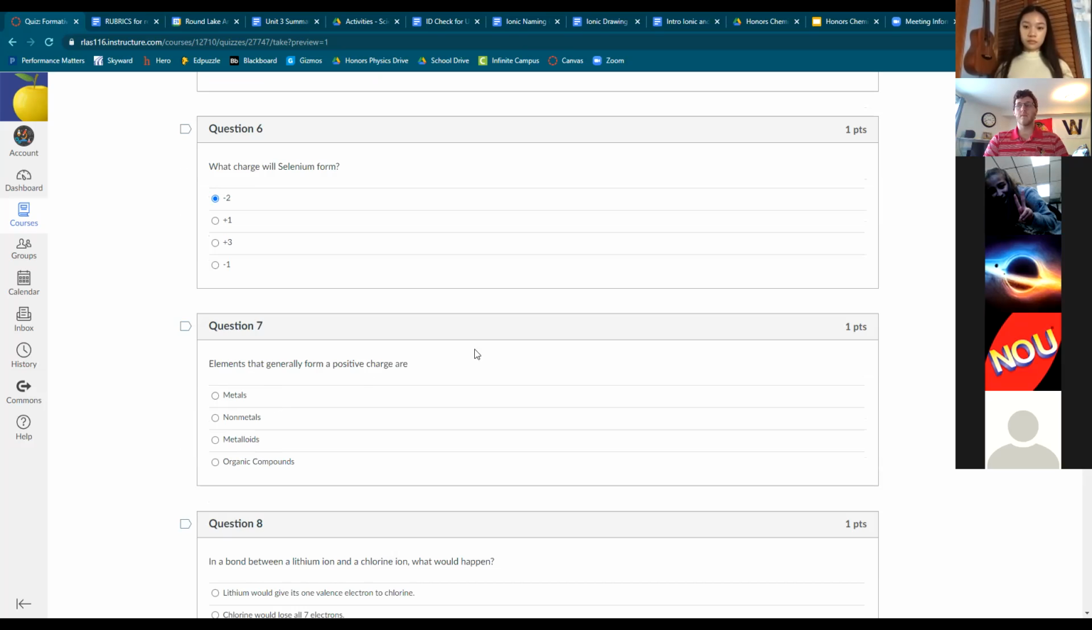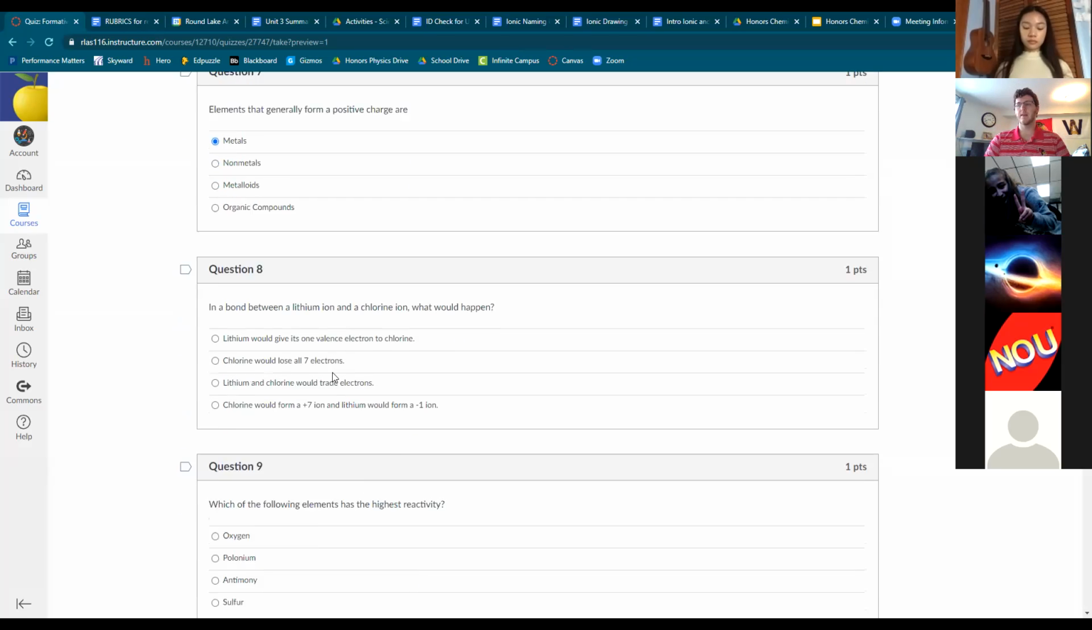Elements that generally form a positive charge are going to be the ones that are losing valence electrons. And so those are going to be the ones on the left side of our periodic table, or our metals, because they're going to lose valence electrons.